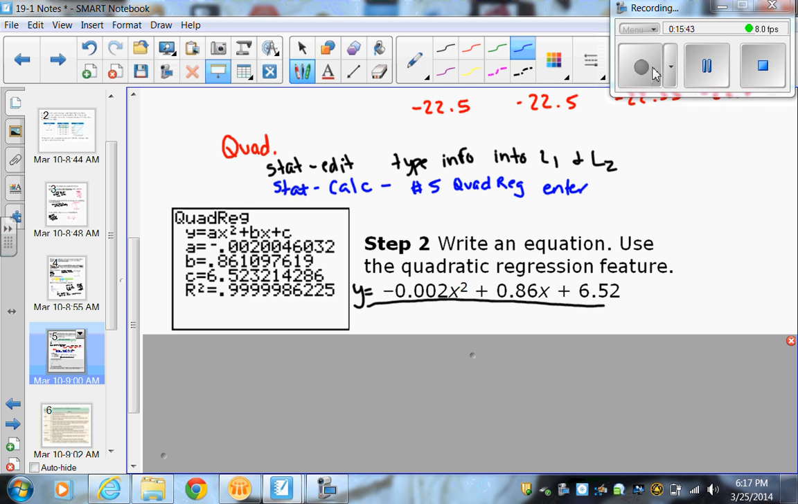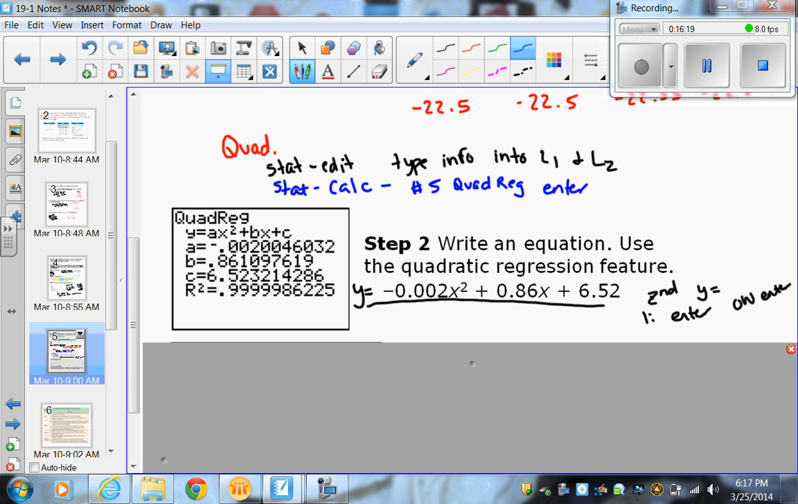To do that, you're going to hit second, y equals, where it says plot 1. If it says on, you're good to go. If it says off, then you need to hit enter, and then highlight on and hit enter. And then you're good to go. Once you do that, you're going to go back to y equals. You're going to type in your quadratic regression equation.